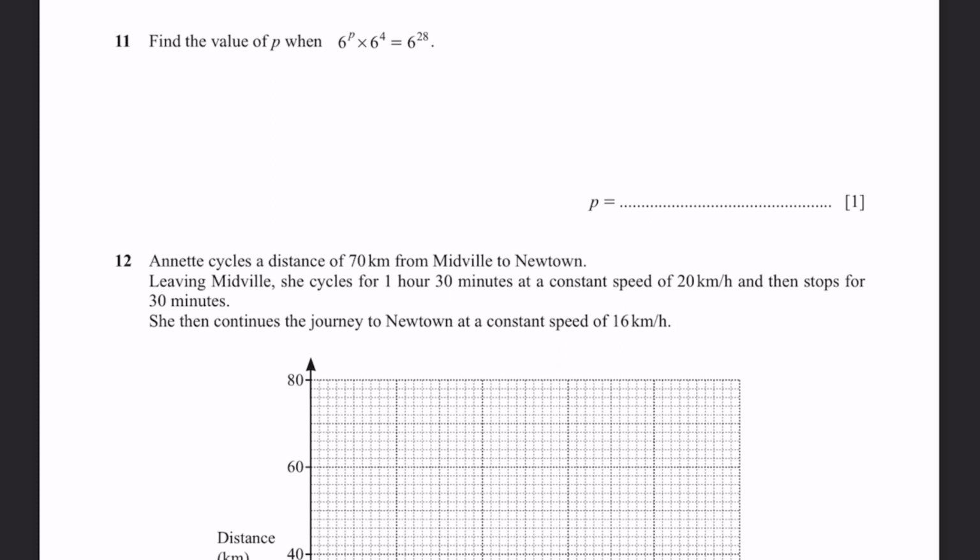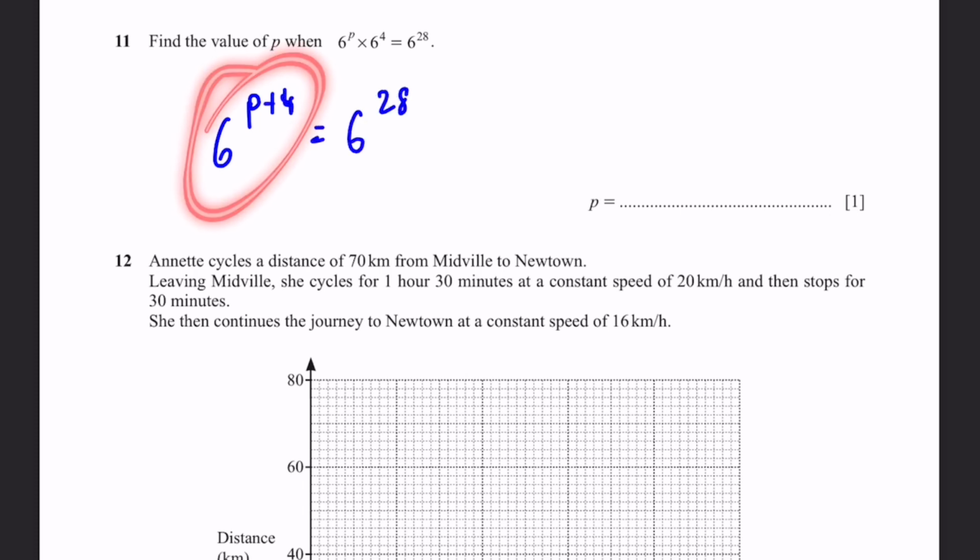Find the value of p when 6 to the power p into 6 to the power 4 is equal to 6 to the power of 28. According to exponent rules, you will know that 6 to the power p into 6 to the power 4 will be 6 to the power p plus 4. That's equal to 6 to the power 28.